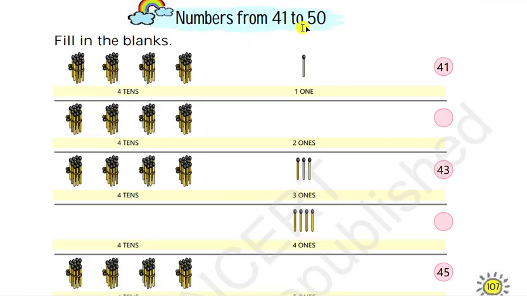Next there are numbers from 41 to 50. So if we see, first is 41. 41 means 4 tens and 1 one. So 4 bundles of matchsticks and 1 loose matchstick. It is equal to 41.